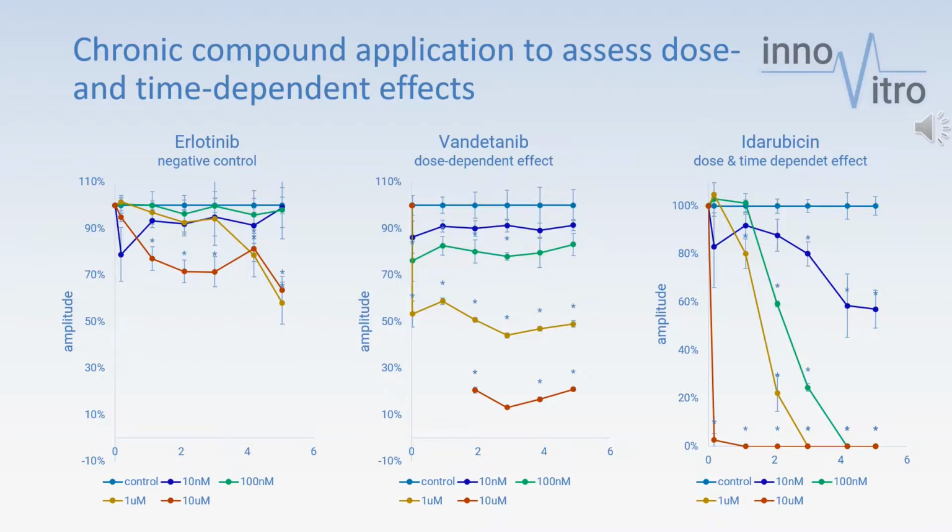Vandetanib has a dose but not time-dependent effect, with an immediate decrease of the amplitude at 1 micromolar and 10 micromolar, which does not decrease further over time. Idarubicin, on the other hand, shows time and dose-dependent effects, especially at lower concentrations like 10 or 100 nanomolar, where you can see an amplitude decrease over time.